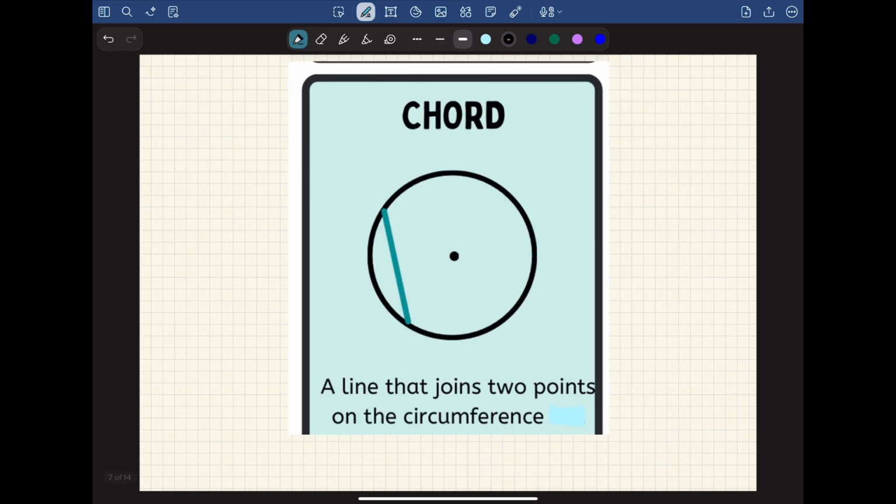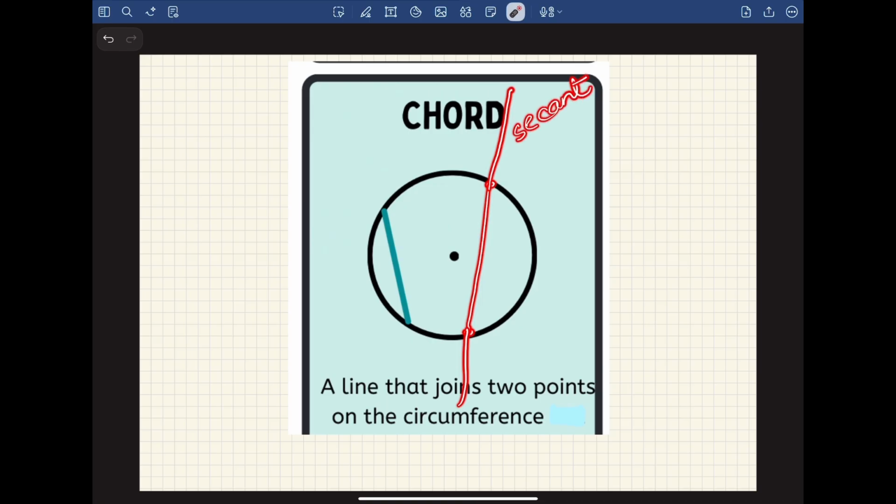Okay, what is a chord? A chord is a line that joins 2 points on the circumference. So any 2 points on the circumference are joined by a chord. A chord does not intersect the circle or cross the circumference boundary. In that case, this line would be known as the secant.